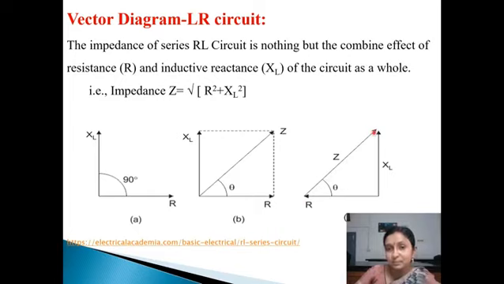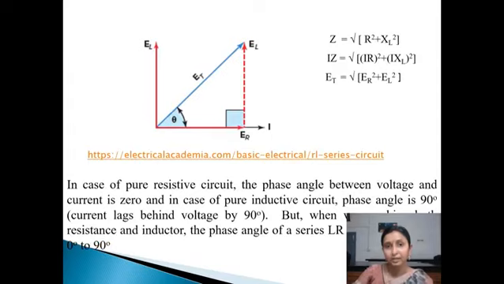According to Pythagoras theorem, Z square is equal to R square plus XL square. From this we can calculate Z as root of R square plus XL square. In terms of voltage, ER is nothing but IR. This is resistance, this is XL. Both multiplied with current, I into R is ER, I into XL is EL. The combined effect of both is E total.